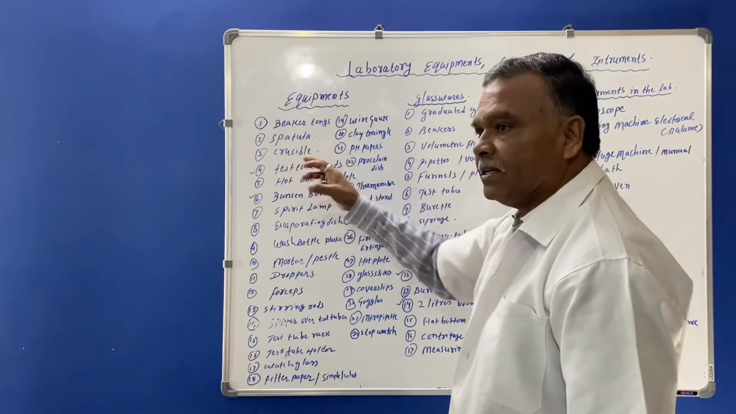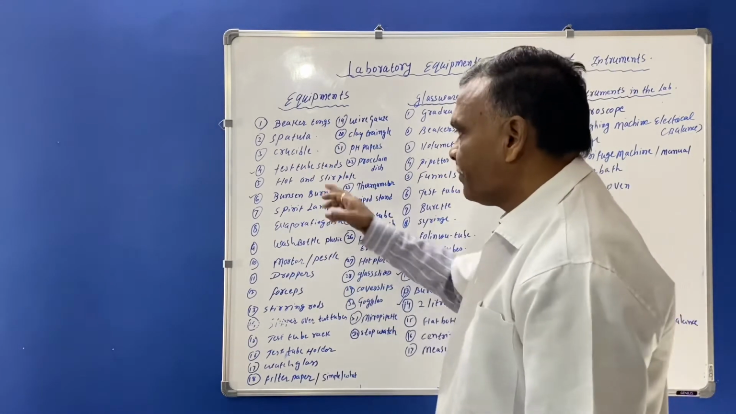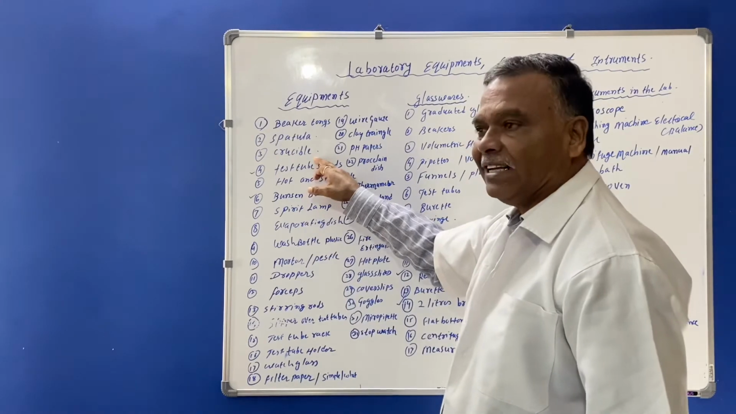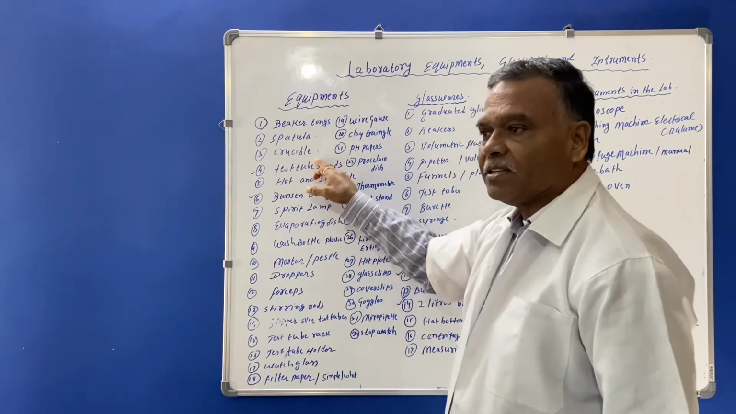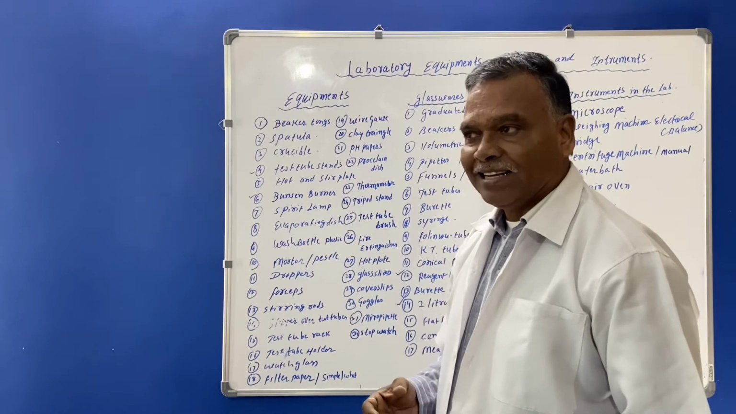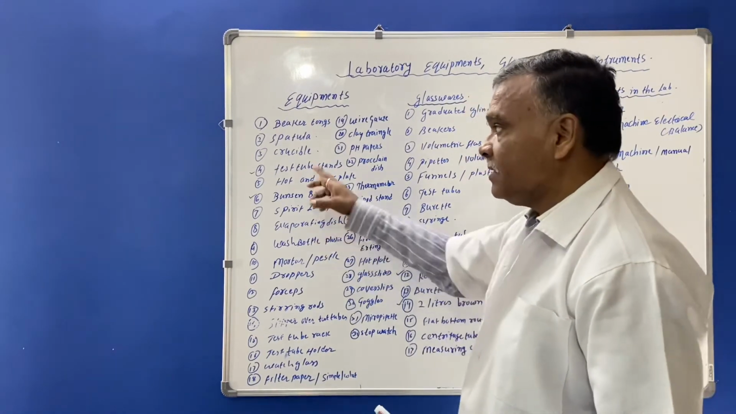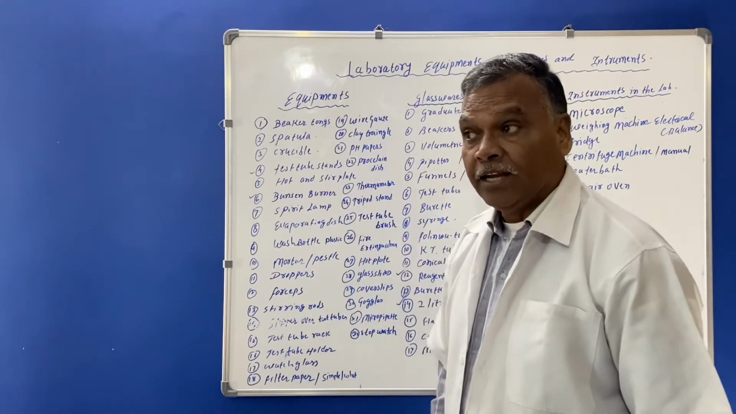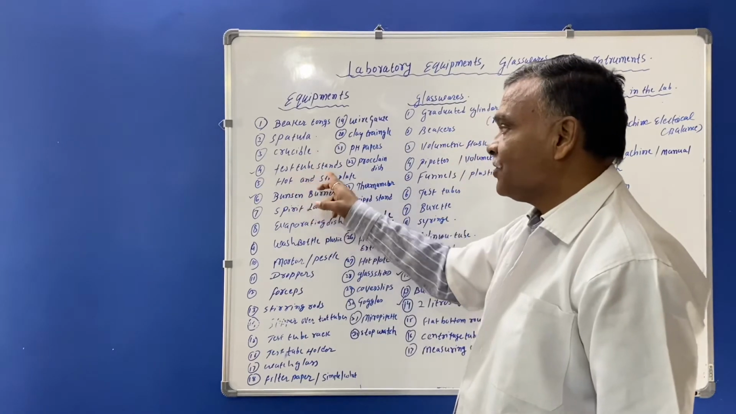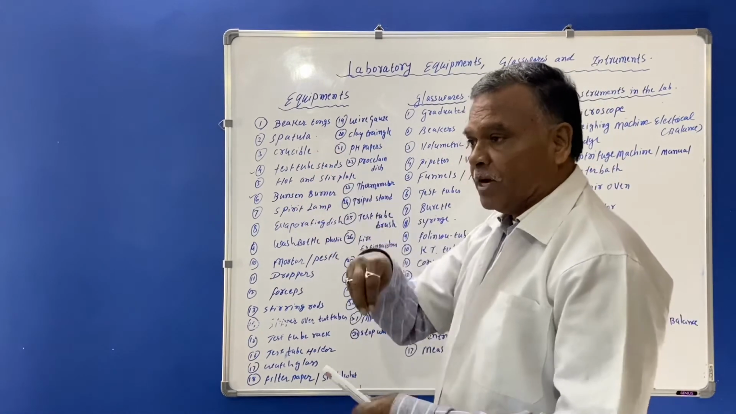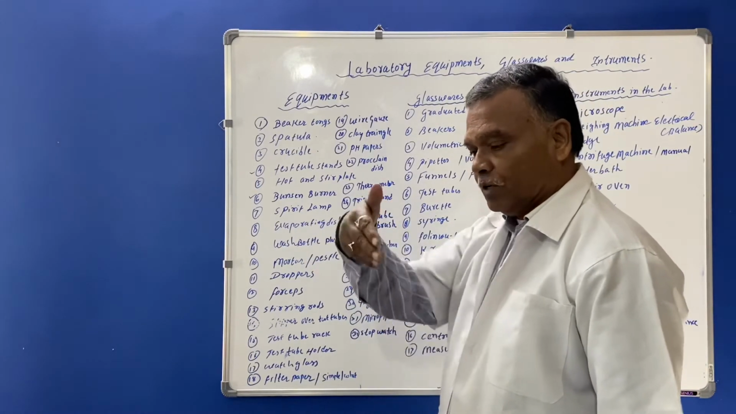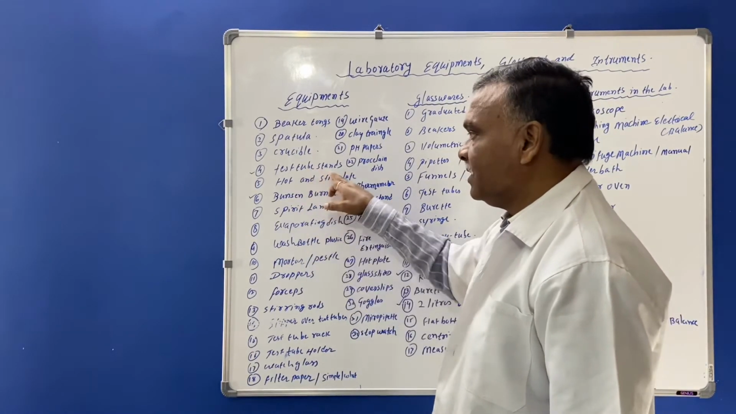Then crucibles are small dishes, and they are heat resistant. These crucibles are heated after taking the chemicals in them, heated up to 800 degrees, 1000 degrees. So you must know they are heat resistant. Test tube stand is to keep the test tubes. Generally 6 test tubes will be kept in a test tube stand.